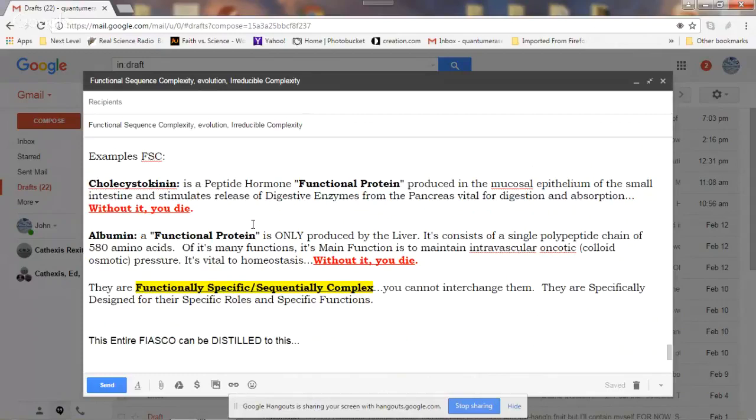Albumin, another functional protein, is only produced by the liver. It consists of a single polypeptide chain of 580 amino acids. Of its many functions, its main function is to maintain intravascular oncotic or colloidal osmotic pressure. It's vital to homeostasis. Without it, you die. They are each functionally specific, sequentially complex. You cannot interchange them. They are specifically designed for their specific roles and their specific functions, period.